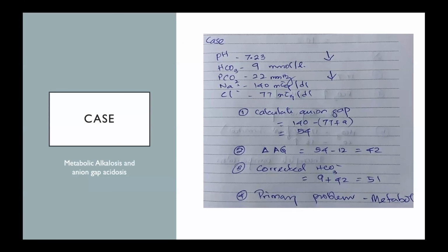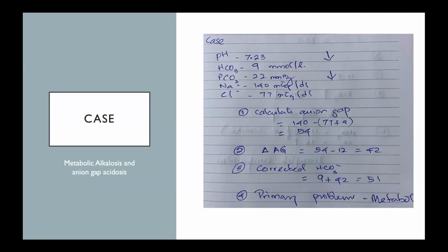But if we have a case like this, shall we try this case? Get a paper and a pen, write it down and calculate. We will execute our algorithm. Our pH is 7.3. You can see, without looking below, just calculate what I am saying. Bicarbonate is 9, it is low. Carbon dioxide is 22, it is once again low. Sodium and chloride are also available.